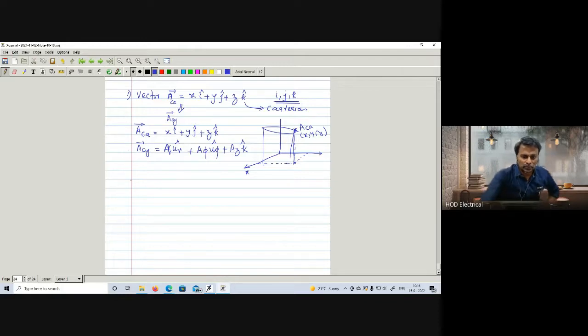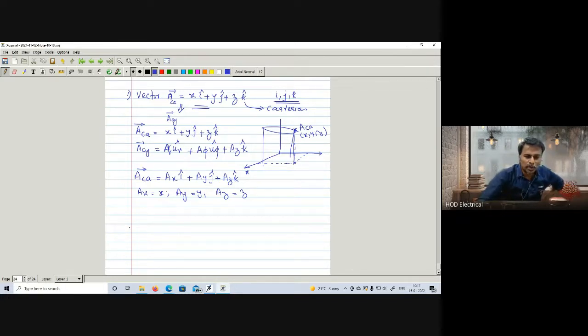Okay, so now I am going to write very clearly. The Cartesian coordinate problem has given a vector equal to Ax into i cap plus Ay into j cap plus Az into k cap. That's what we have. Already given Ax is equal to x, Ay equal to y, and Az is equal to z. That's what this vector is.